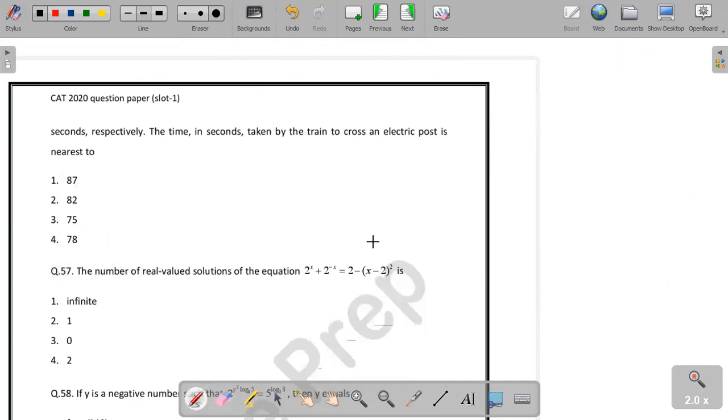This was not a tricky question. This was just, you have to put the values and you have to check it.